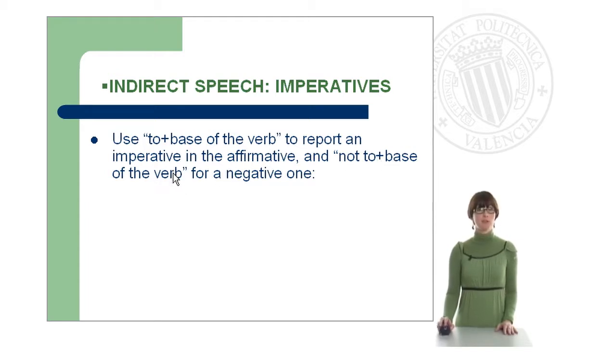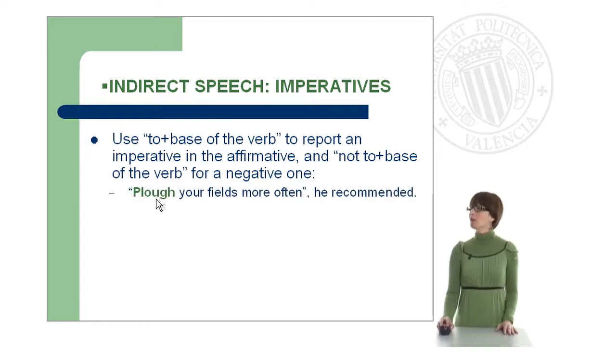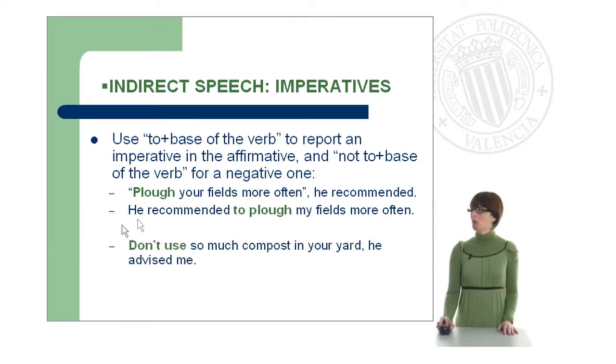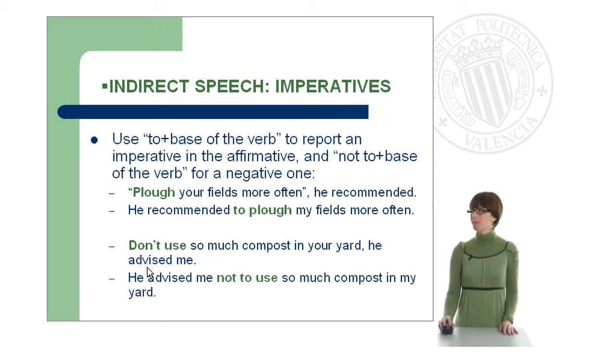Let's have a look at the example on the screen. Plow your fields more often, he recommended. In this case, we have an affirmative imperative, plow. So, he recommended to plow my fields more often. Here we have to plow. Now let's have a look at an imperative in the negative. Don't use so much compost in your yard, he advised me. And the sentence would be, he advised me not to use so much compost in my yard.